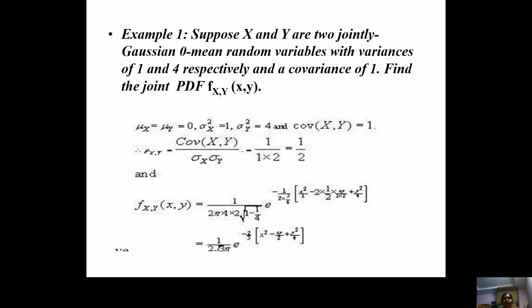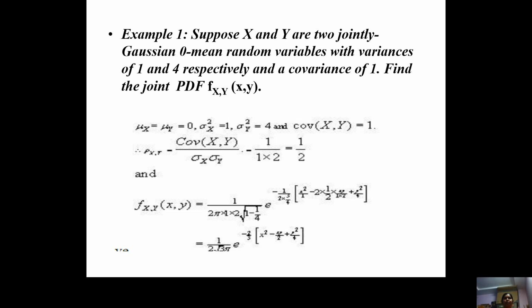So mu x and mu y are equal to 0, zero mean. Sigma x square is 1, variance of x is 1. Sigma y square equals 4, variance of y is 4. And the covariance, when they are connected together by the Gaussian expression, is given as 1. So here, zero mean and covariance 1 tells us the random variables are standard Gaussian random variables.